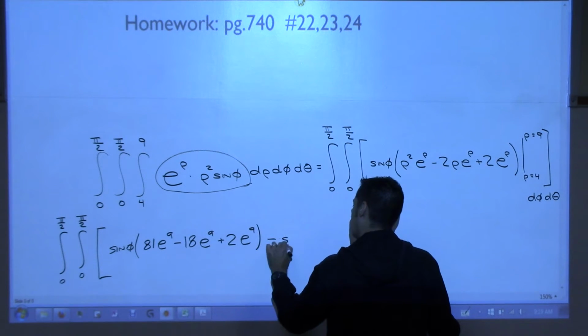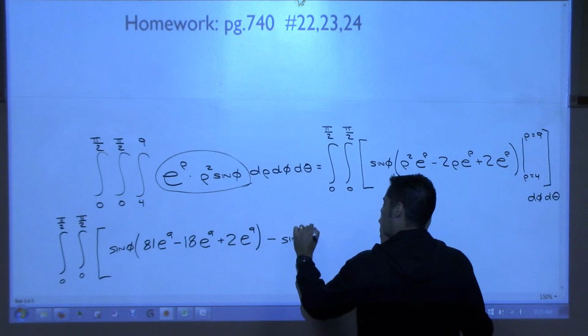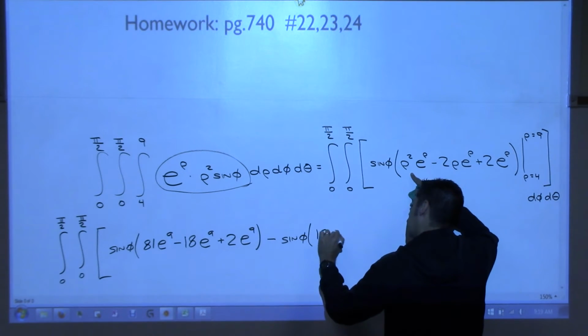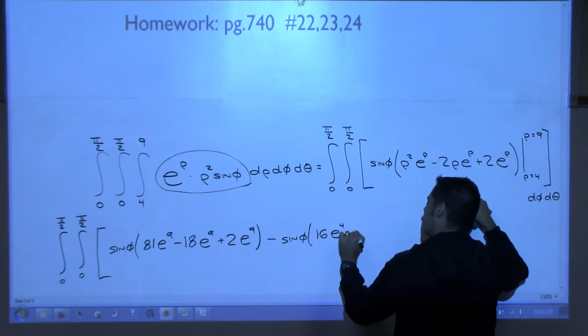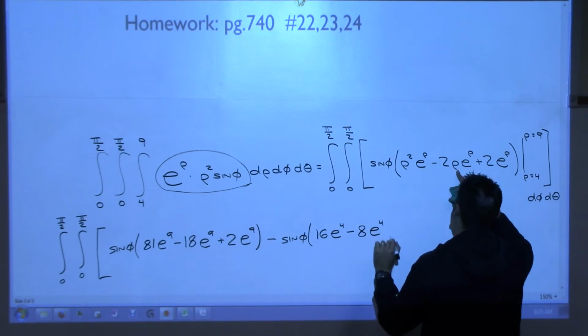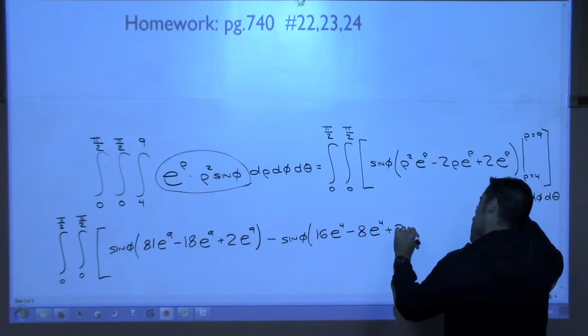Then minus, again, sine phi, and then plug in 4. So 4 squared, 16, e to the 4th, minus 4 here, we get 8, e to the 4th, and then plus 2e to the 4th.